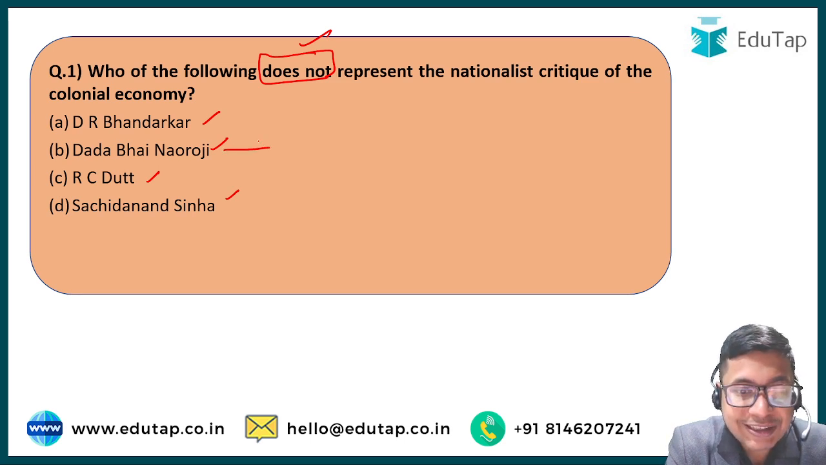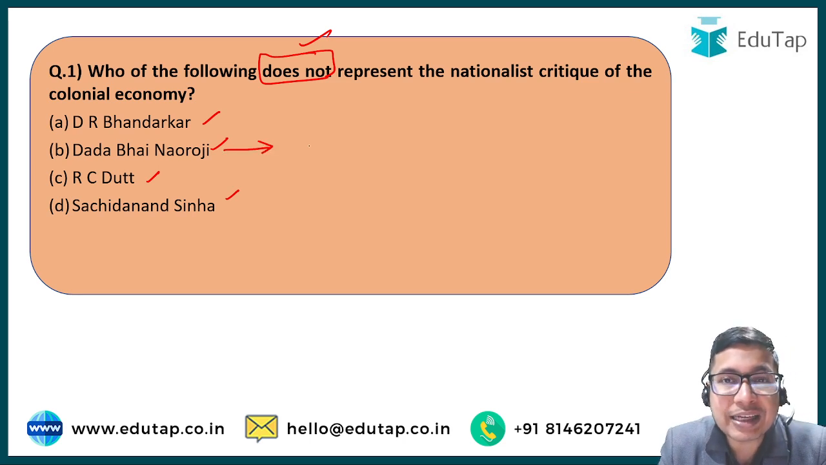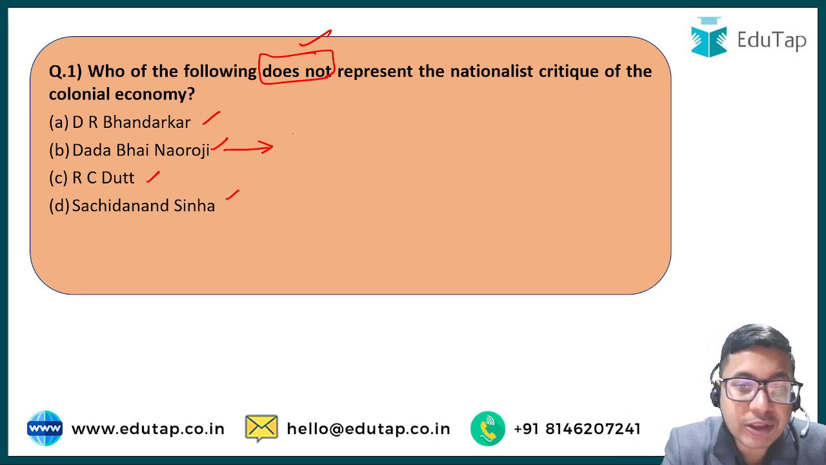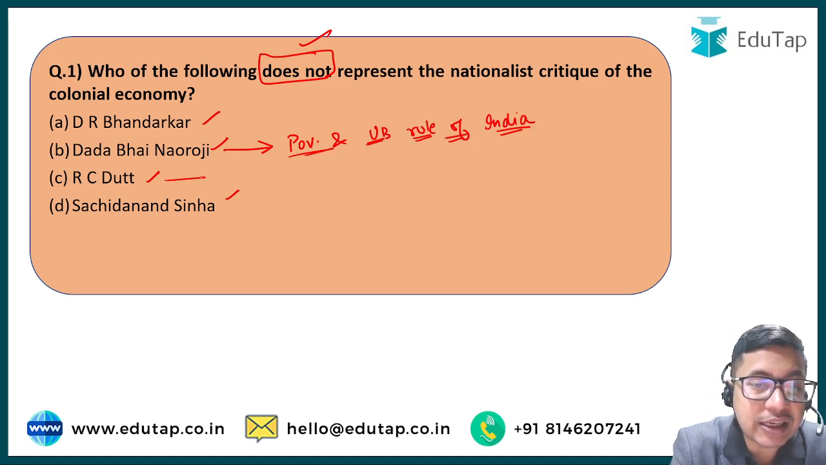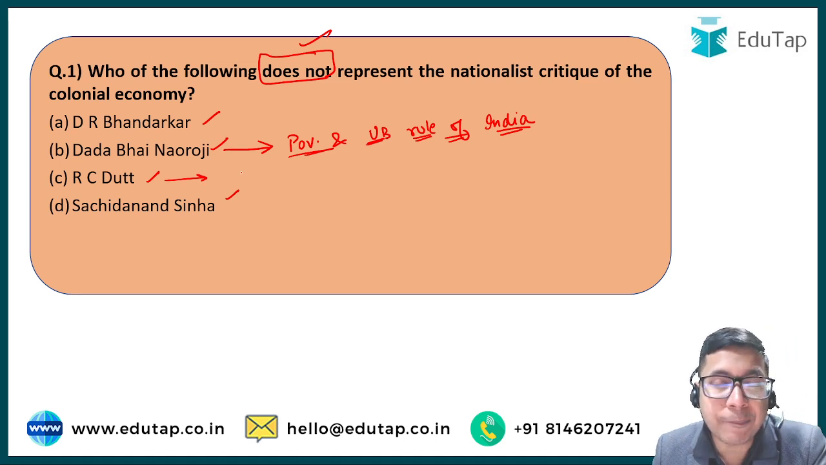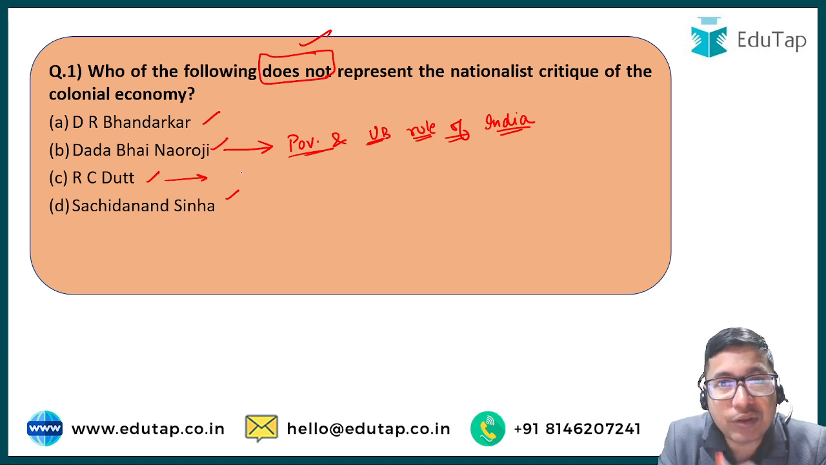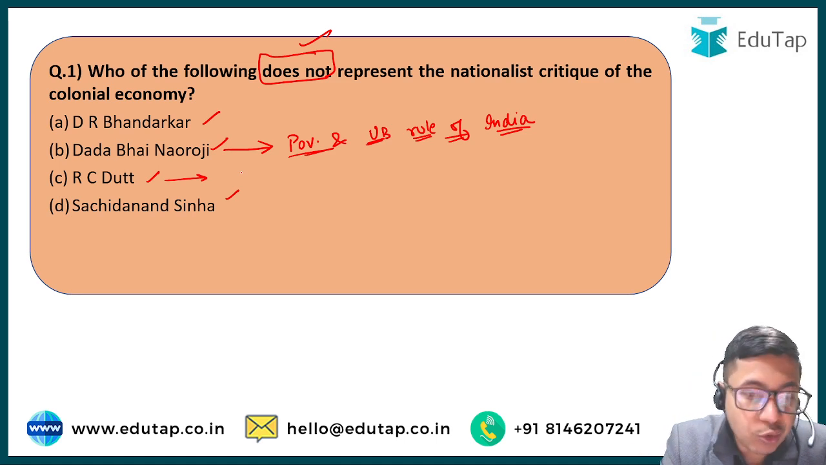Dadabhai Nauroji is very famously associated as an economic critic of the British policies. He came up with the book Poverty and Un-British Rule in India, a very famous book. In this book he explained how Indian wealth was being exported out of the country. Then R.C. Dutt, very famously, came up with The Economic History of India, where he talked about how Indian wealth, which was very high during the times of the Mughal Empire and subsequent kingdoms, was being eroded out of the country. So was Sachidanand Sinha.